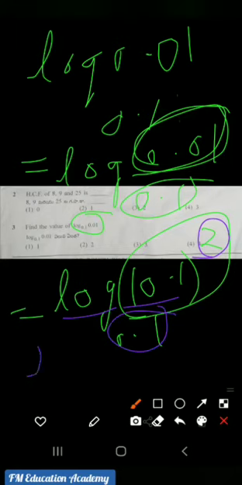What is log x power n to the base a? Log x power n to the base a is n log x to the base a. Okay, so this is the formula, n log x to the base a. So we have to make this log x power n to the base a in the form of n log x to the base a. I'll show you.